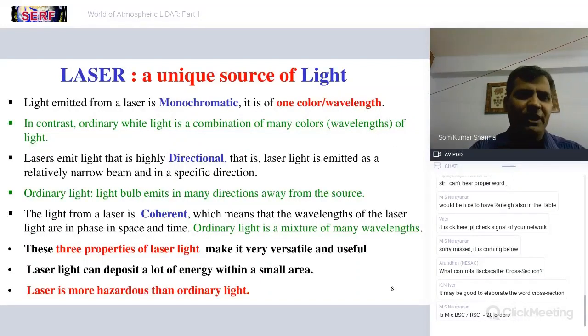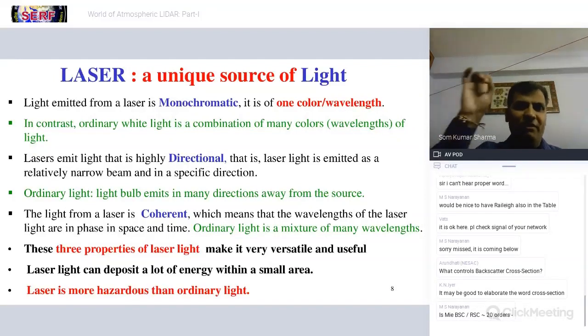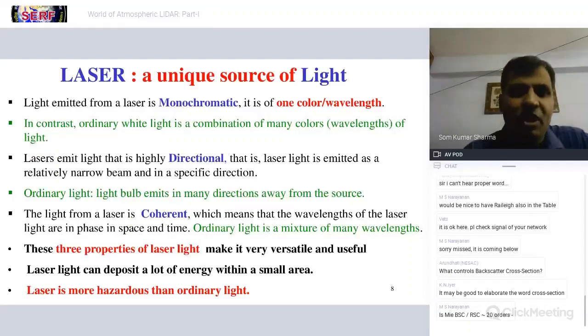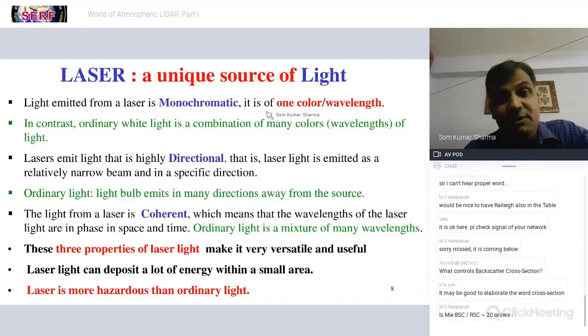Pure wavelength, single one color. Red is red, green is green. Only one wavelength. There is no mixing in that. So it is monochromatic. Monochromatic means it is one color or wavelength.